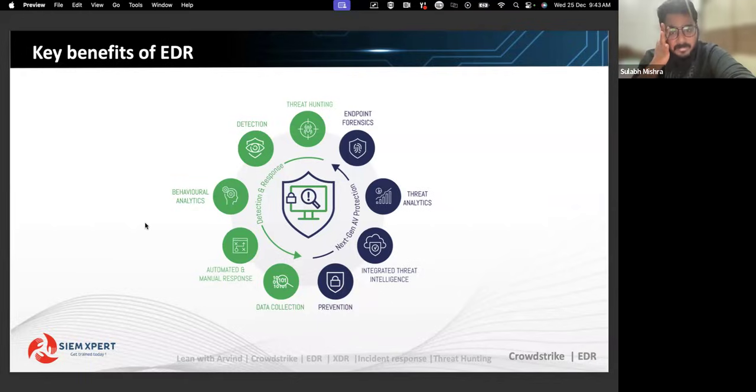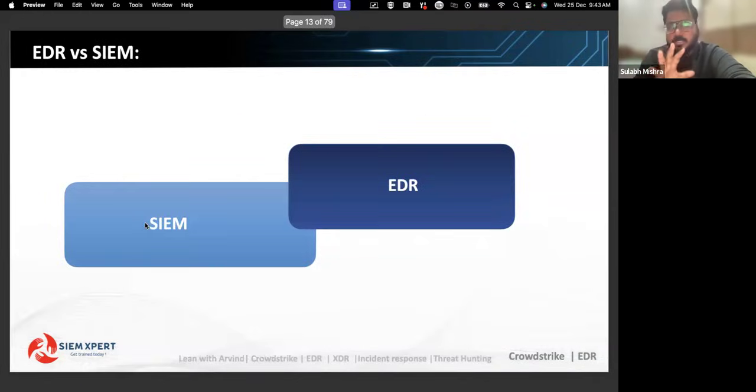For the next 15 minutes, I'm going to cover the key differences between the EDR and SIEM. So now you know the differences between antivirus and EDR, right? Somebody asked the same question: you also have correlation rules, data collection and a detection system in the SIEM. But why do we need to purchase an EDR?